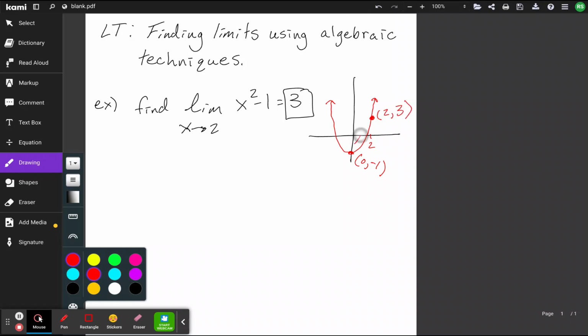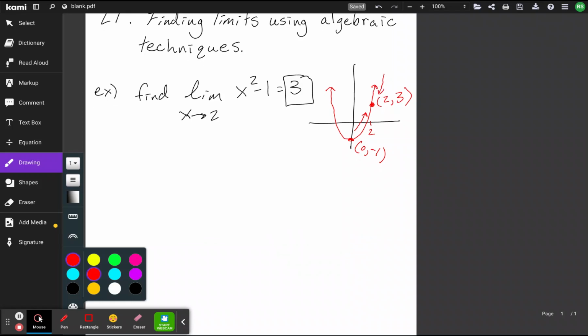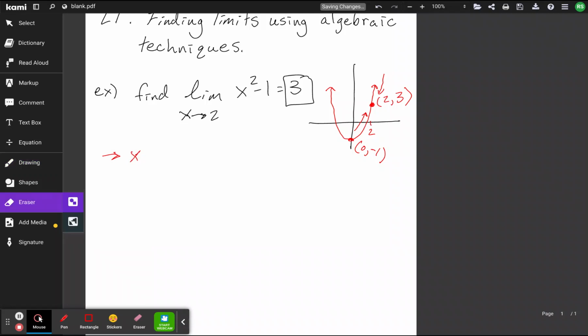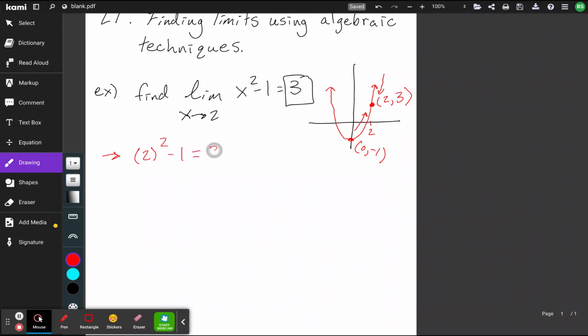And as we approach 2 from both the left and the right with our quadratic, we can see that the left-hand limit is equal to the right-hand limit. Therefore, our limit exists, being positive 3. A quick way to check this would be if we evaluated x squared minus 1 at 2. 4 minus 1 is 3.